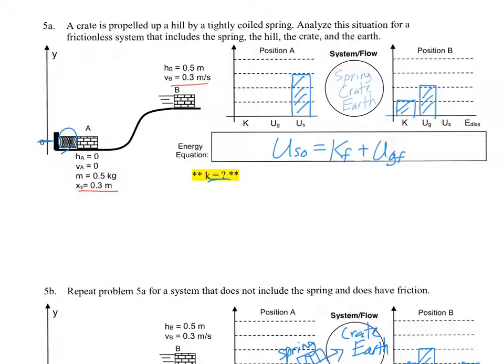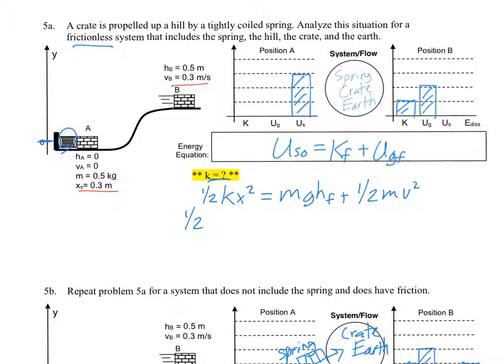So we know initially we have our 1/2 kx squared, and at the end, because it's frictionless, it is above the height of 0. So even though it's on a flat hill, it doesn't matter. It still has gravitational potential energy, and it shows that it's moving at 0.3 meters per second, so it has some kinetic energy, that 1/2 mv squared.